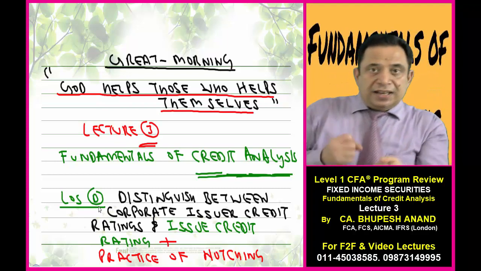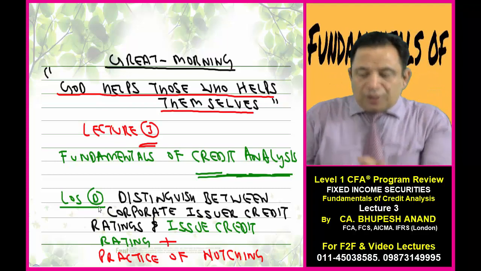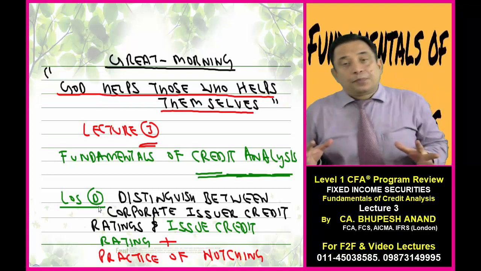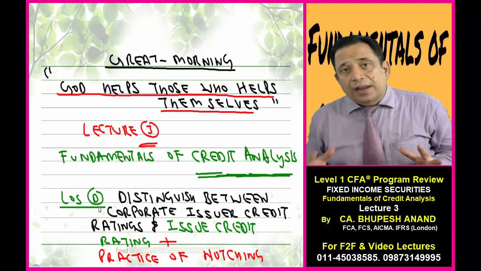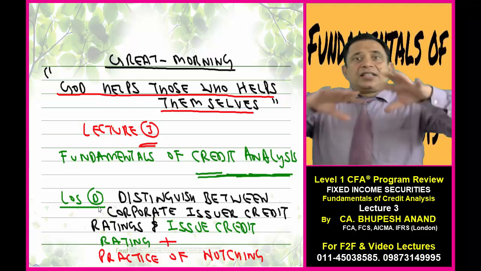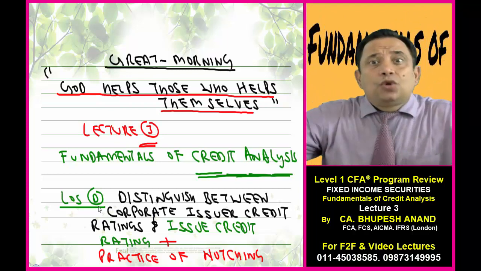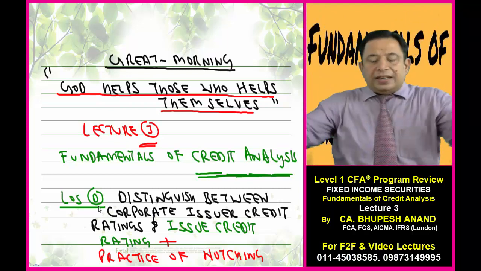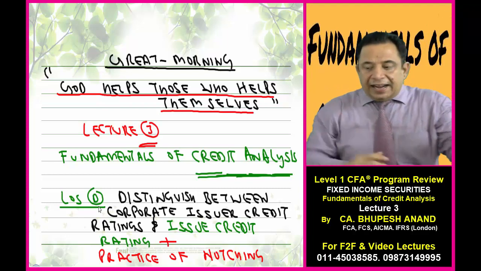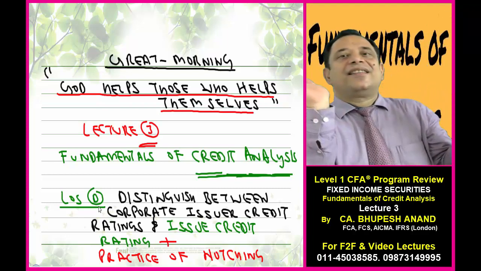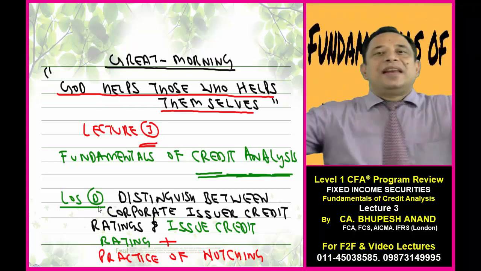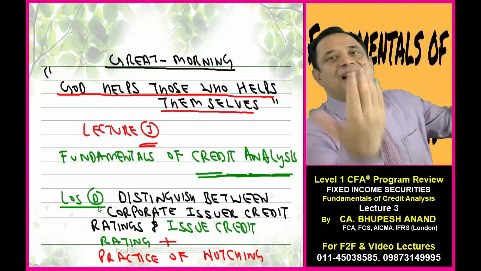First is this learning outcome number D: distinguish between corporate issuer credit rating and issue credit rating. Today I will be delivering a very important point. One is a big family and the other is a son from that family.